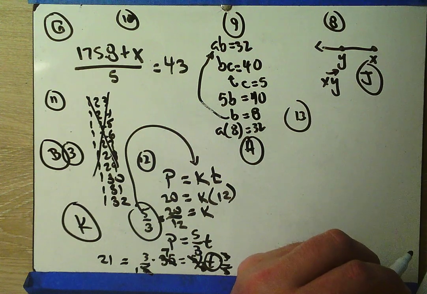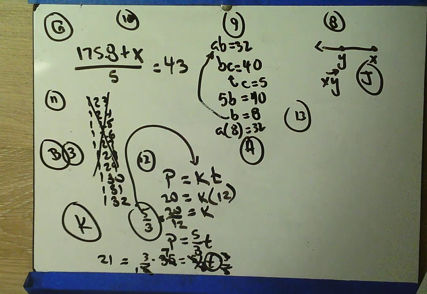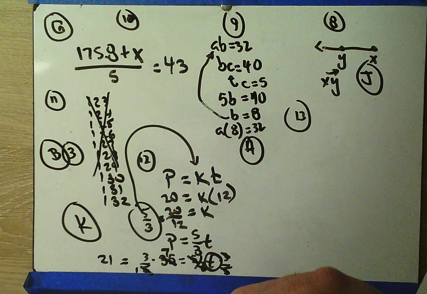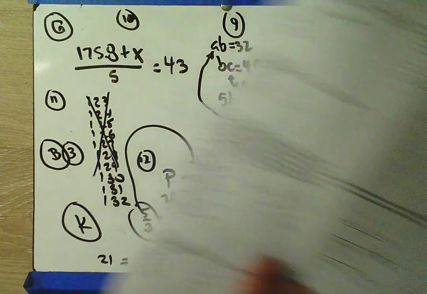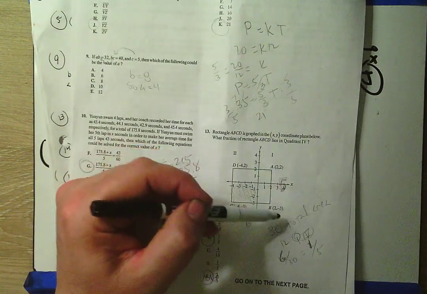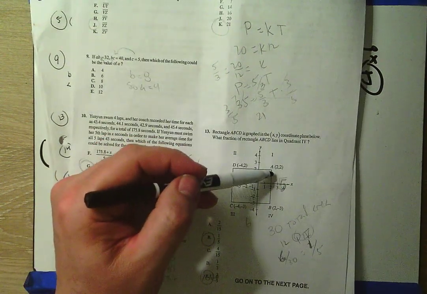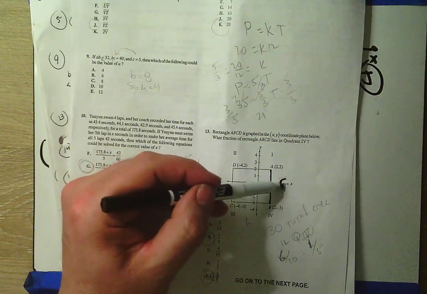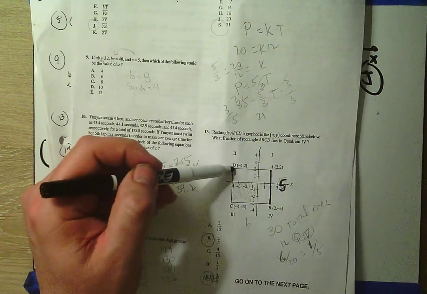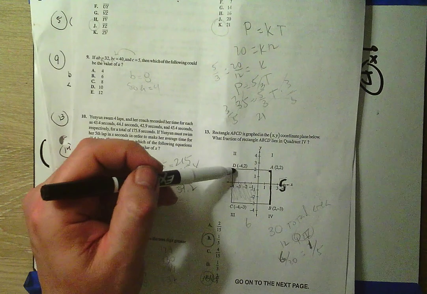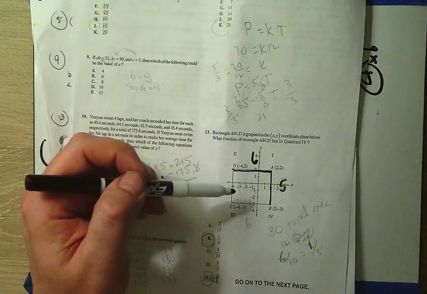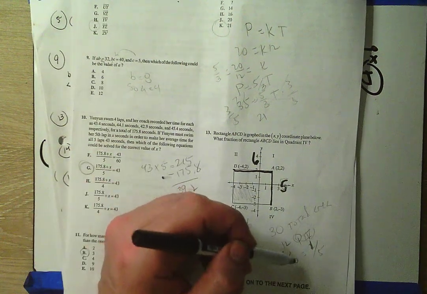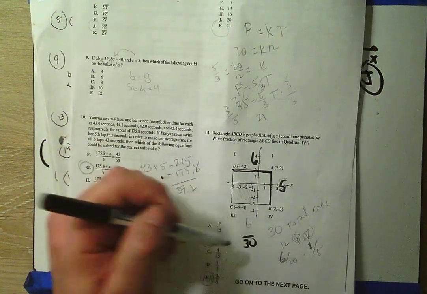What fraction of rectangle ABCD lies in quadrant 4? Well, I notice the dimensions on this rectangle. They go from 2 to -3. That means the whole side length is 5. And they go from -4 to +2. That means this whole side length is 6. The whole area of this shape is 30.